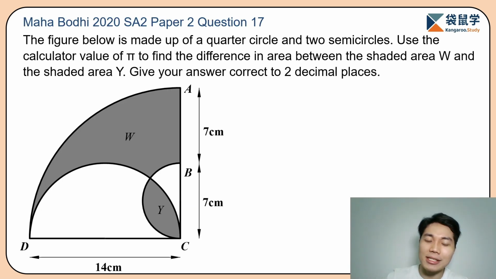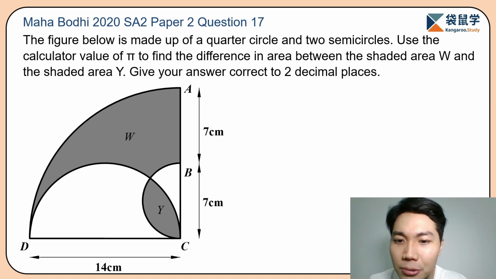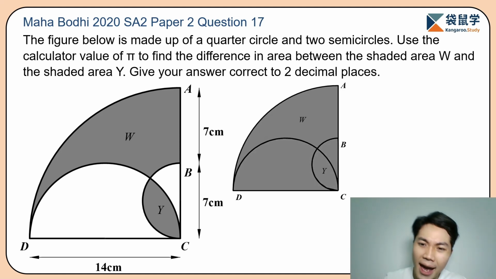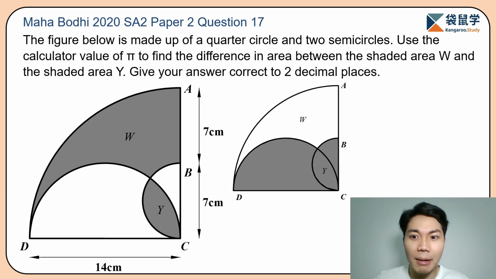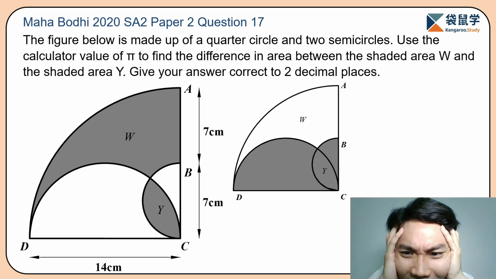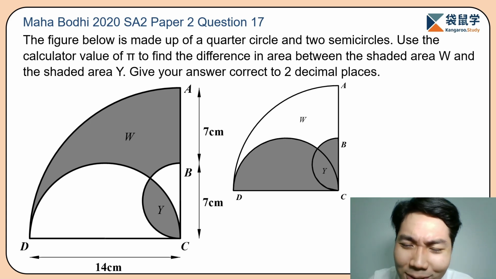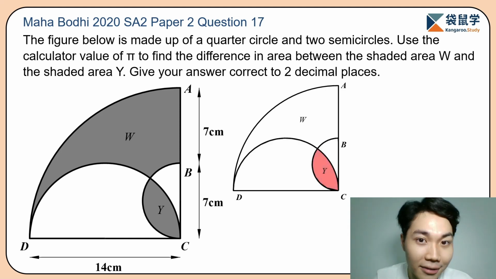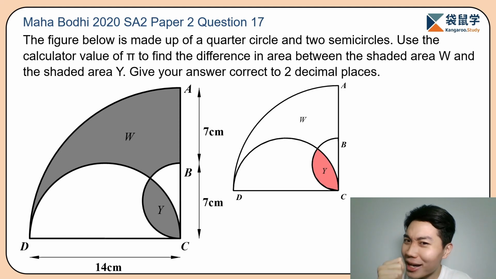So let's see, for example, I want to find the area of W and use known shapes. So of course, we have the big quarter circle here, and which part should we minus? We should minus this part here. Then we see, I cannot calculate this as well. This is also an unknown shape because there's an overlapping Y. Why? This Y is also something we are trying to find.